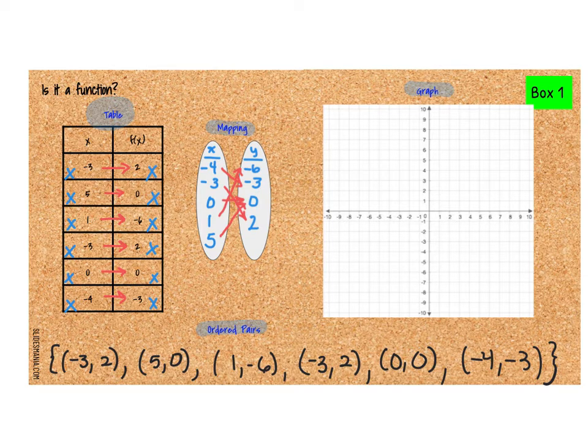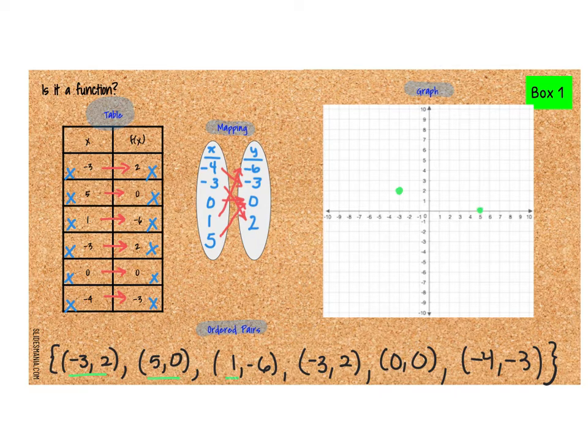And the last thing I'm going to do is graph them. So I'm going to start off with negative 3 and 2. So I have negative 3 and 2. That's my point. The next one I have is 5 and 0. So 5 and 0 would be right here.